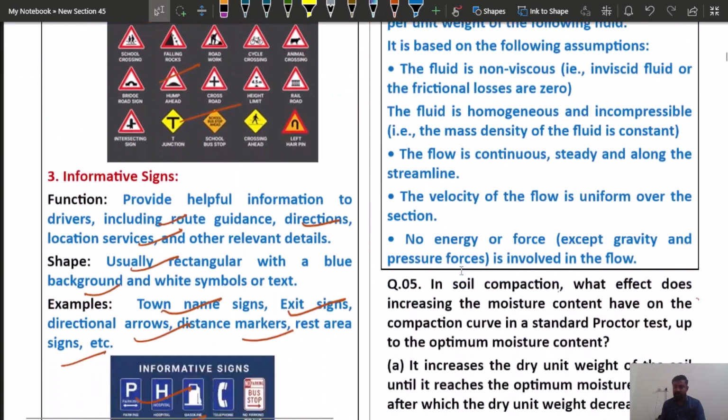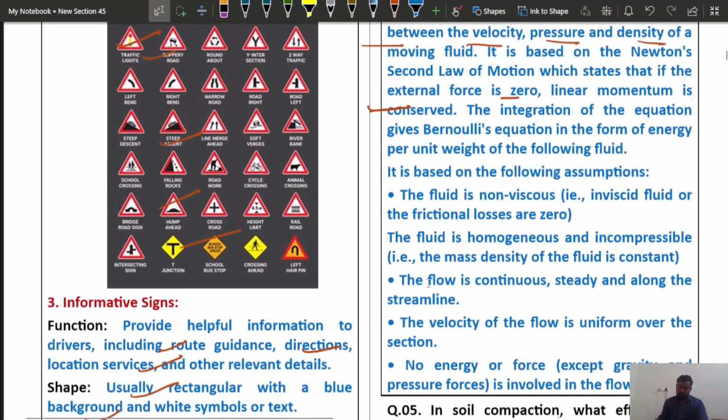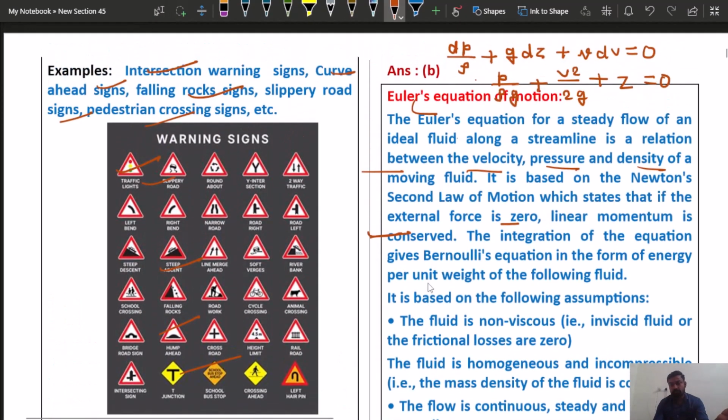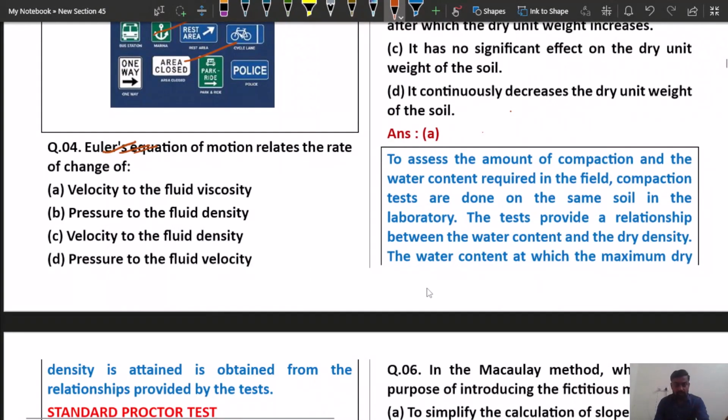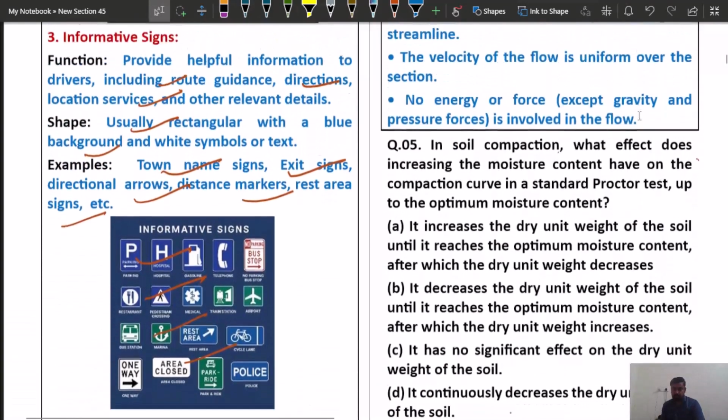If we are talking about the assumptions in Euler's equation: the fluid should be non-viscous, homogeneous and incompressible; the flow should be continuous and steady along a streamline; and the velocity of flow should be uniform over the section. Okay, if we are talking about the relations, here we can see the relation of pressure with density. So in this question, Euler's equation of motion relates the rate of change of pressure to the fluid density. Option B is correct for this question. Now proceeding to the next question.